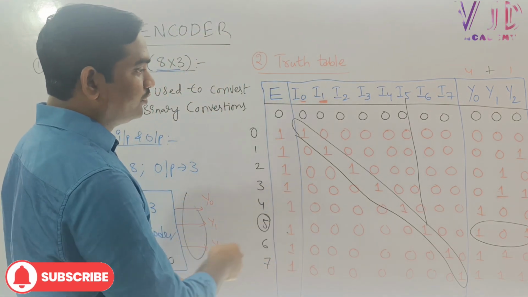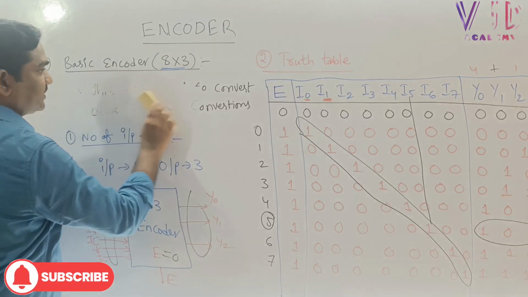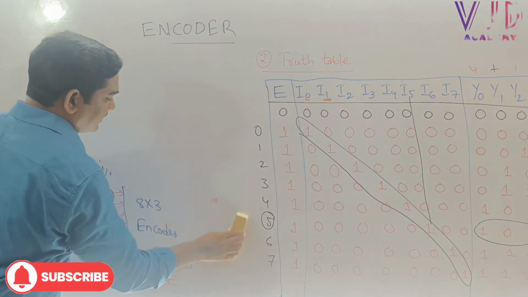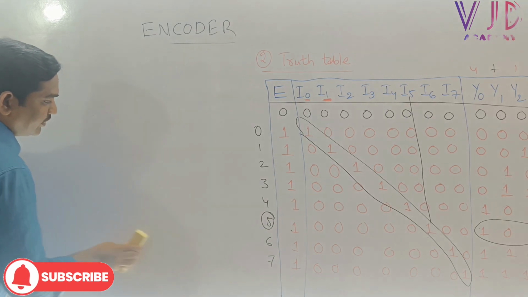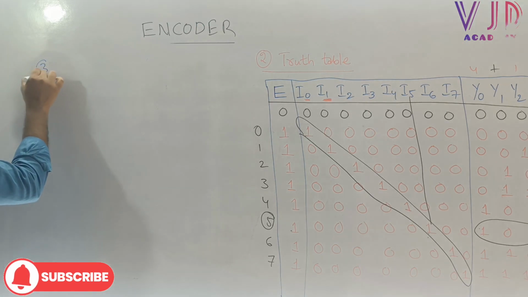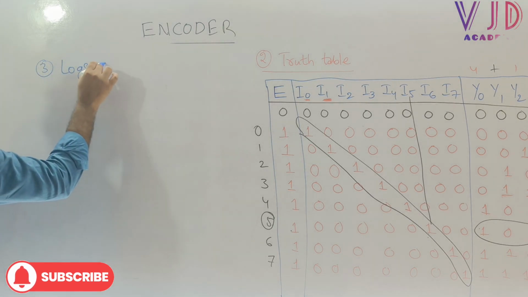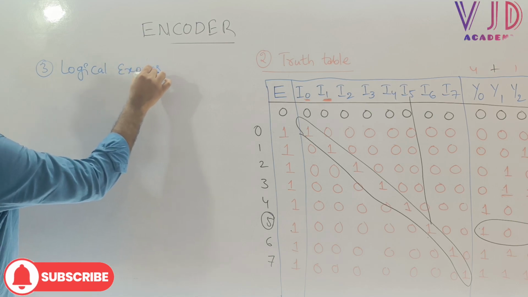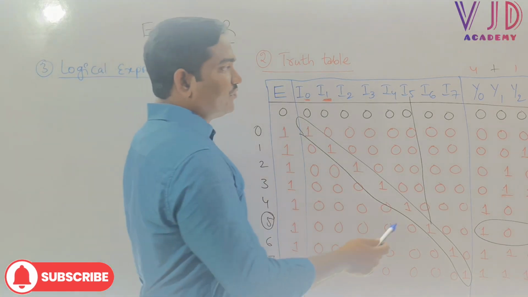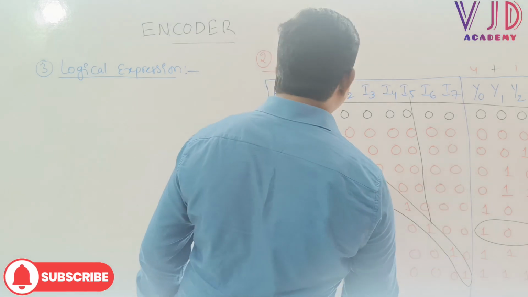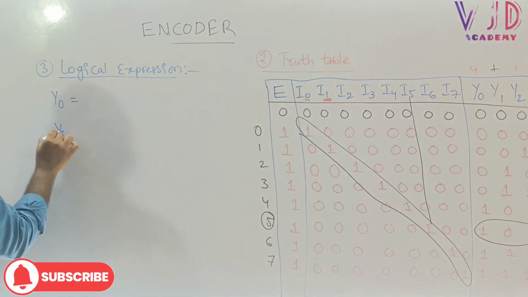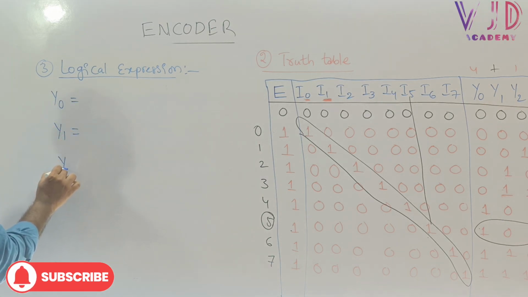And next thing, let us try to write the logical expression for the given truth table. Sir, always we will try to write logical expressions for outputs. We can say the first output is Y0, and the second output is Y1, and the third output is Y2.